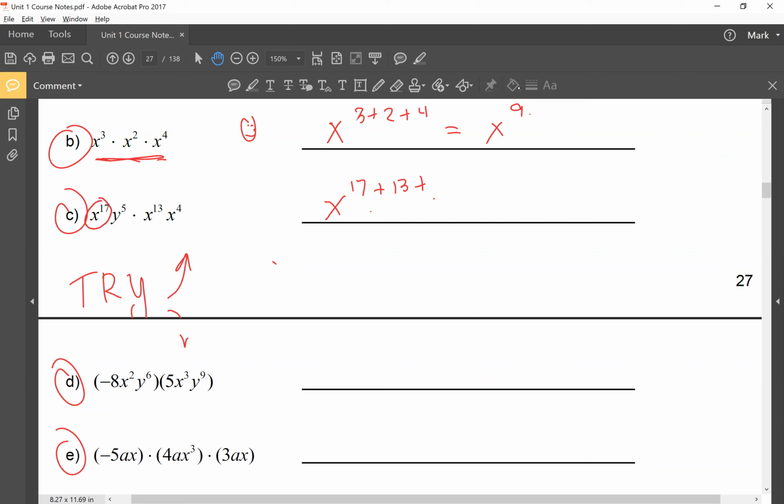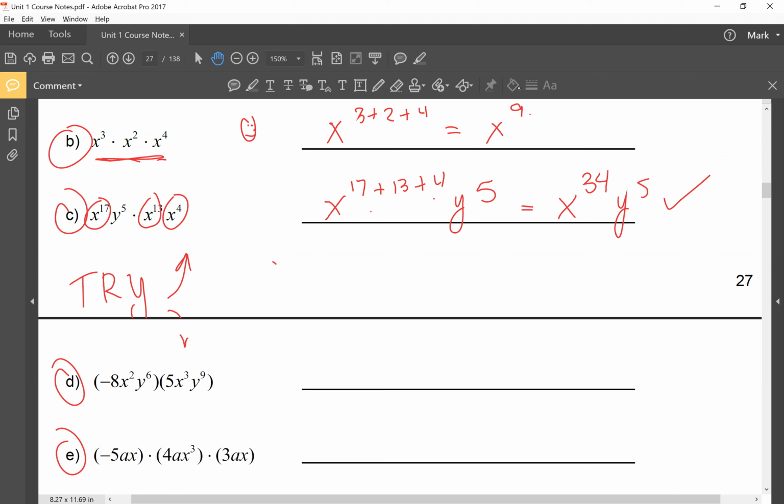So for C, I have 17, 13, and 4. And then that Y is just by himself. So this would be X plus... let's see if I can do this one in my head. 17 and 13 is 30. So I would have X to the 34 and Y to the 5. I think that's right.